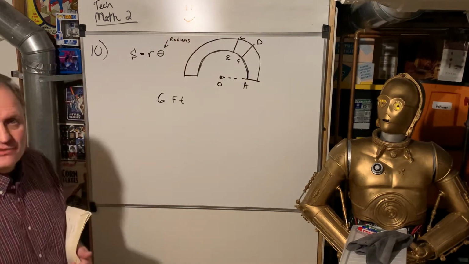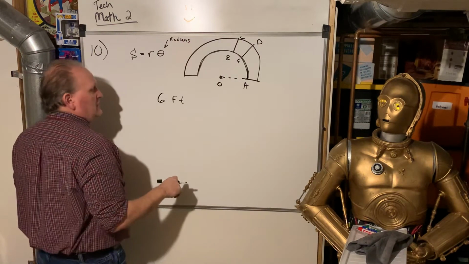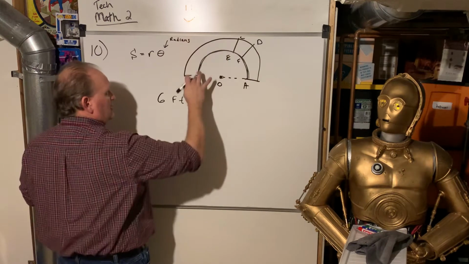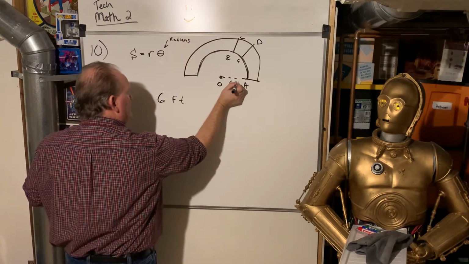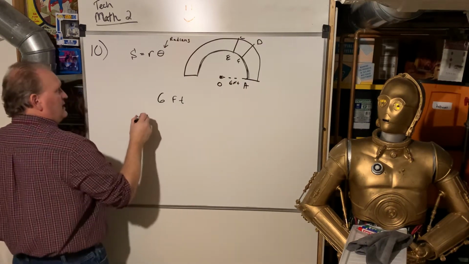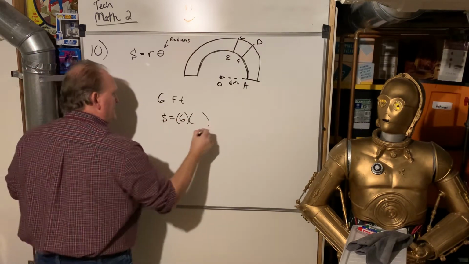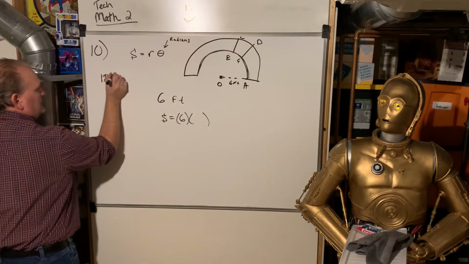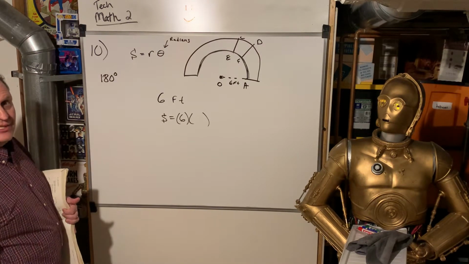So you got to go back to those first couple of chapters where we're going degrees to radians and radians to degrees. So if I want to know this arc length, I know the radius is 6 feet here, and I know it's 180 degrees. So arc length would equal 6 times, now I can't say 180 degrees. I've got to take those degrees and transform them into radians.